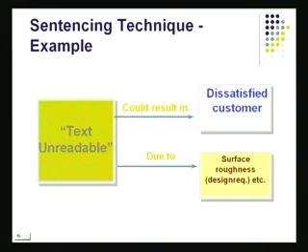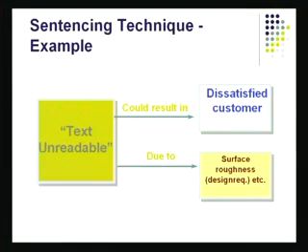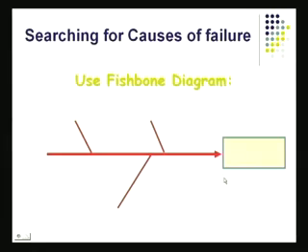Take a look at another example. A piece of text is unreadable, and that leads to the customer not being satisfied. And this could be because of a variety of different things. Perhaps the writing surface was not smooth. Perhaps other problems were there, and so on and so forth. That's why the text was not readable. So there is the effect, which is the dissatisfied customer, but it was caused by this surface roughness. So there is the effect and there is the cause of it. It is due to this.